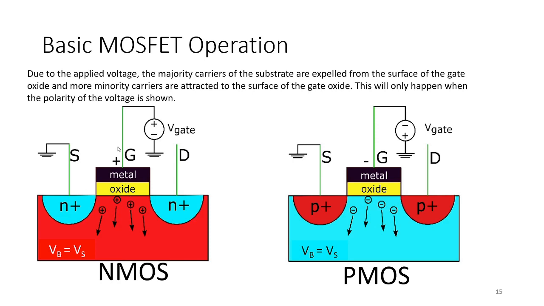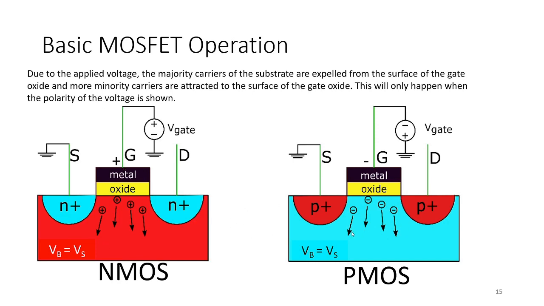So what does that mean? For example, for the NMOS, if we introduce a positive voltage across the gate, the holes in the surface will move away from the oxide because there is a positive voltage here. And also, the minority carriers, the electrons shown here, will move towards the surface because there's a positive charge.